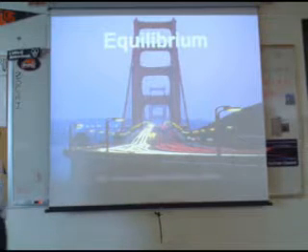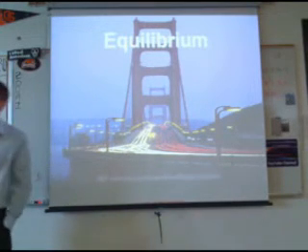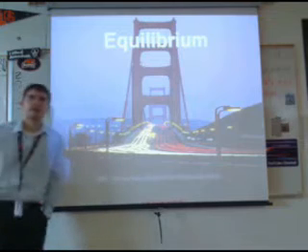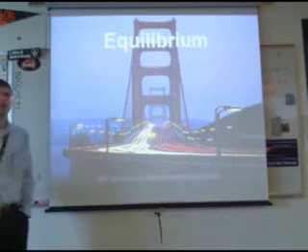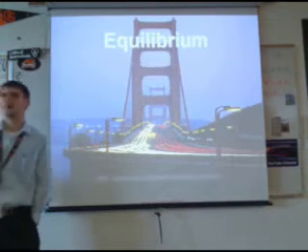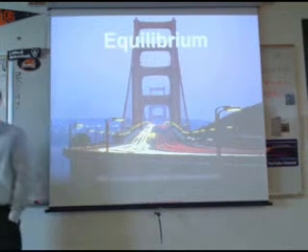So this is obviously the Golden Gate Bridge, and I think it's a good depiction of equilibrium, especially the kind we talk about, dynamic equilibrium.